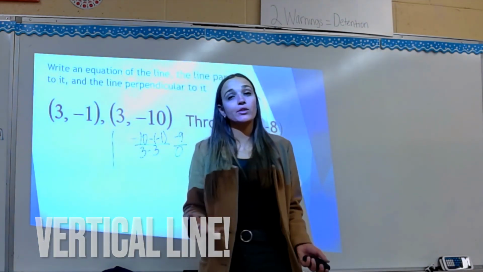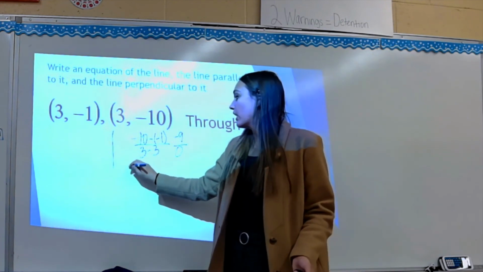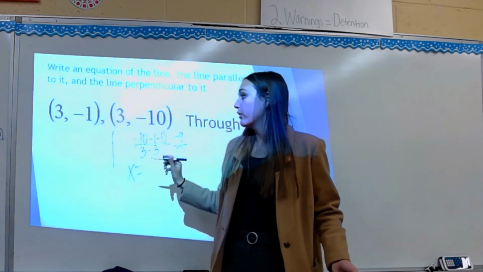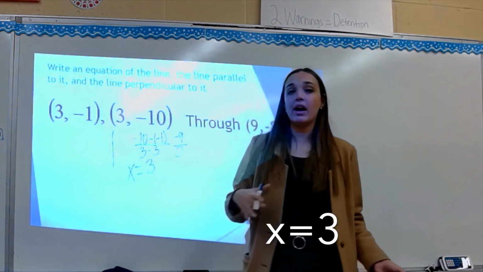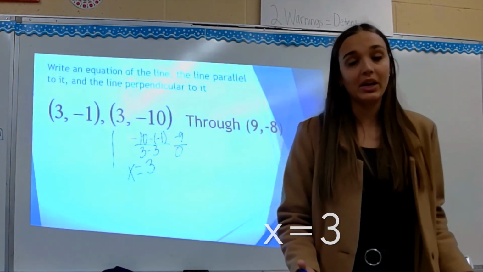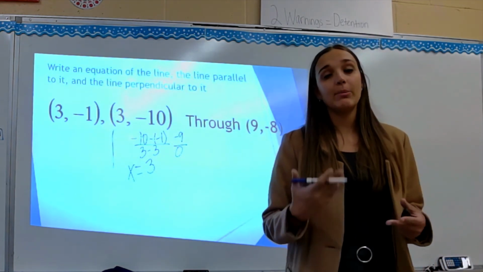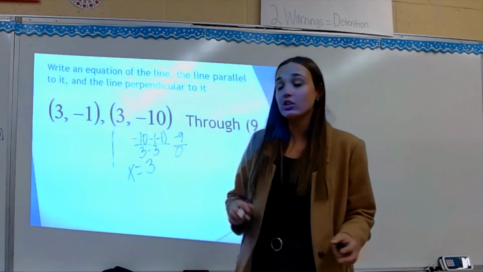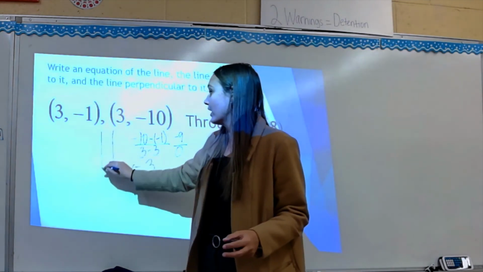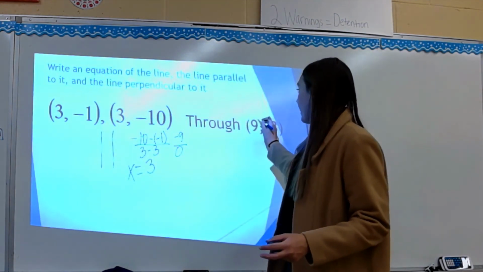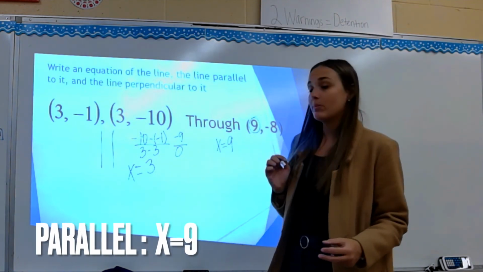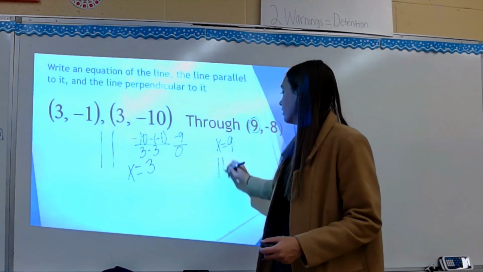A vertical line has an equation of x equals a certain number. Well, let's look. What are the x values the same here? 3. So our equation of our original line is x equals 3. Now, we want to find an equation of a line parallel and perpendicular to that. Well, parallel, for them to never touch, it would have to be another vertical line. And the vertical line would have to go through 9. So we get x equals 9 would be my parallel line.